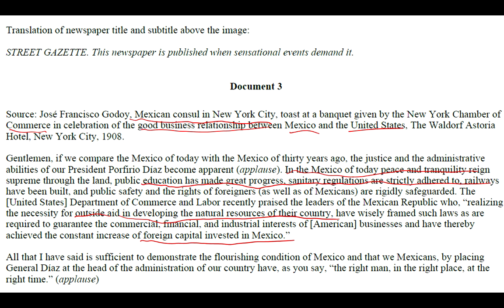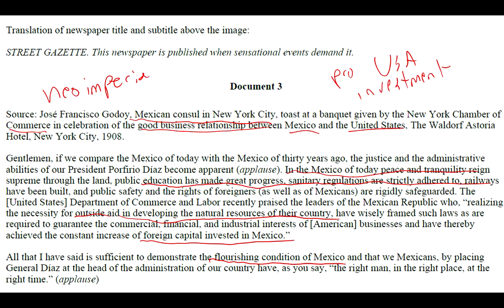And as a result, Mexico is flourishing. So what you have here is pro-USA investment. You could even say neo-imperialism. If you don't know the word neo-imperialism, you could just say imperialism. You could say America's private companies are dominating the Mexican economy.